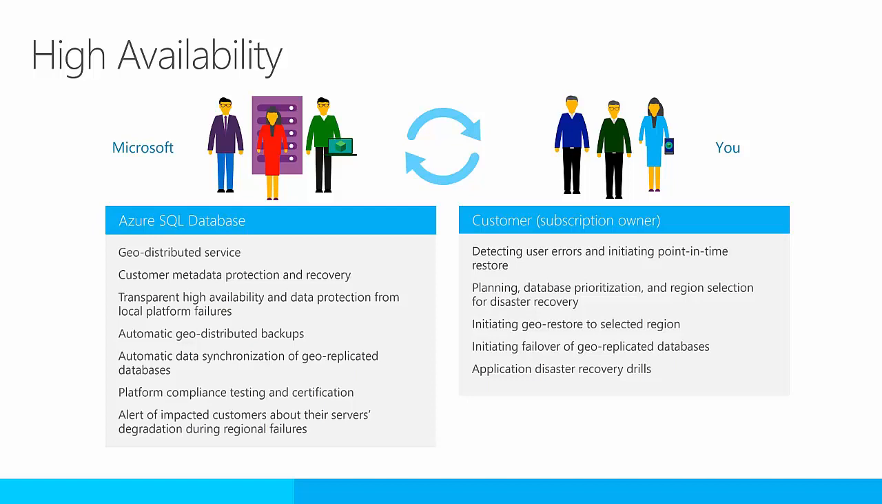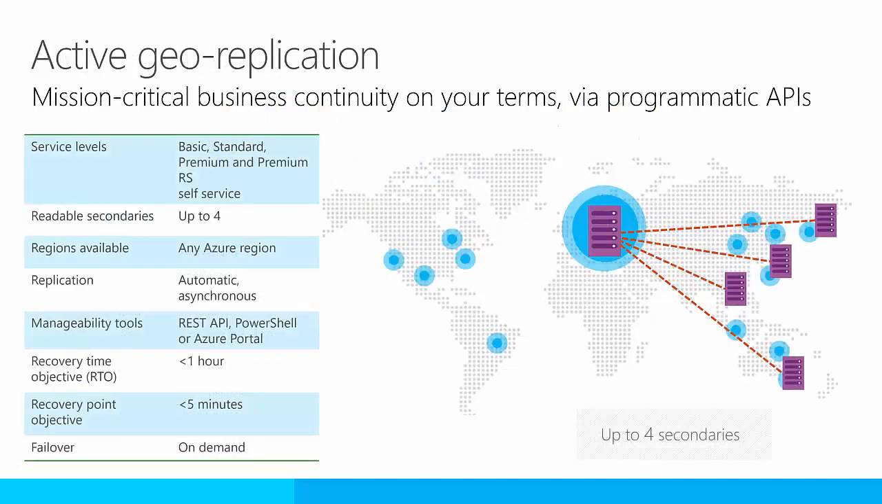So the active replication, as I say here, allows all service tiers. Now, these are the older slides without the Premium RS, which was a preview mode that no longer exists. But it allows you up to four readable secondaries, and as you can see, to any Azure region. Recovery time is less than an hour. Recovery point objective is less than 5 minutes, right? And of course, the failover is on demand right now.